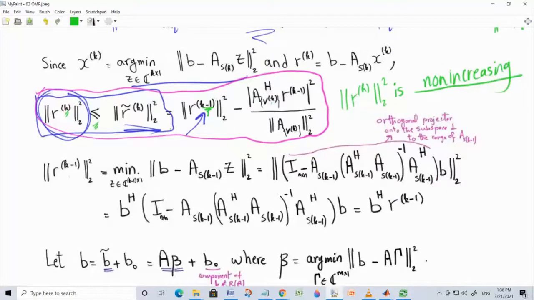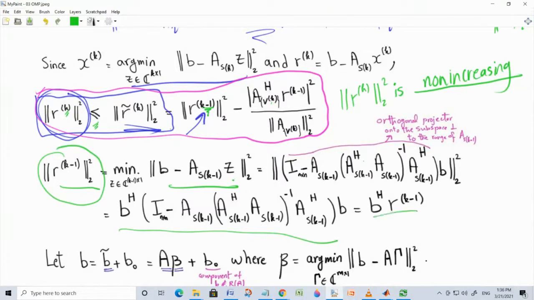So we will analyze this R_{k-1}, which is the minimum of this least squares problem. You can get the solution, plug it in, and expand the L2 norm squared, and you find that you can write this L2 norm squared as b Hermitian multiplied by R_{k-1}.